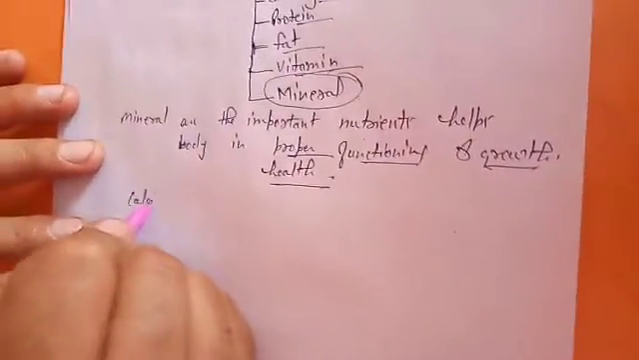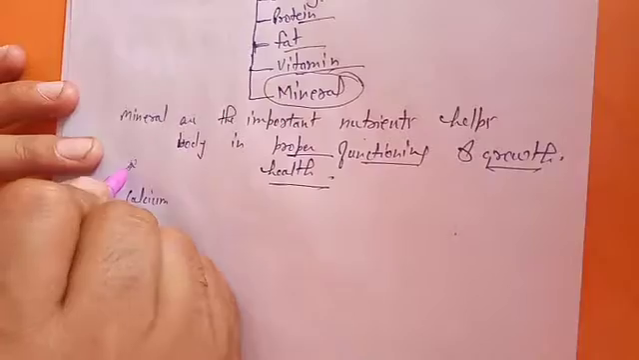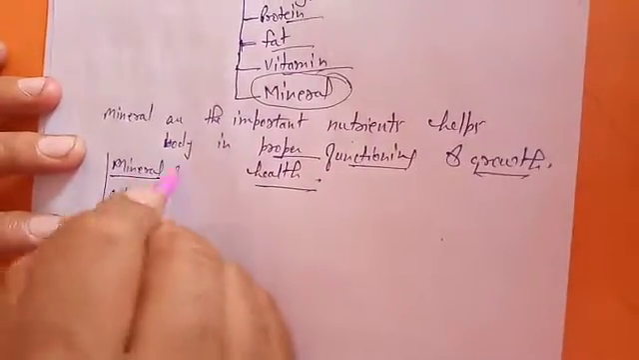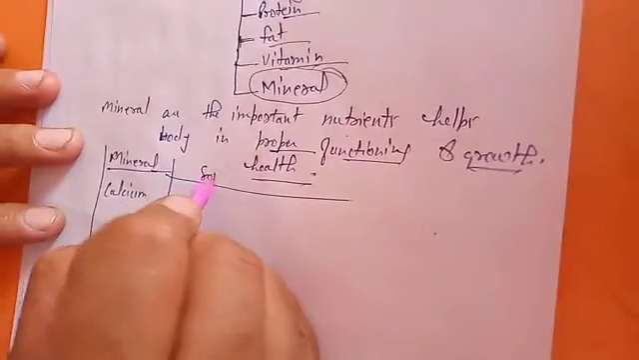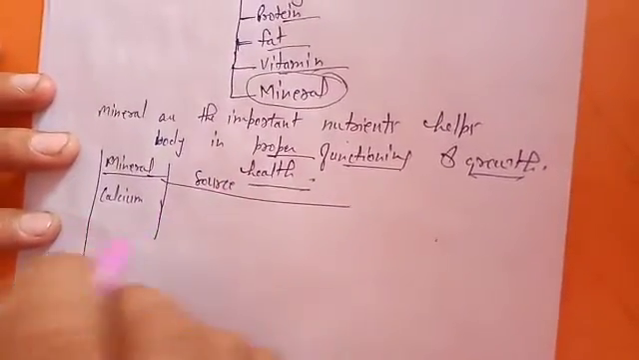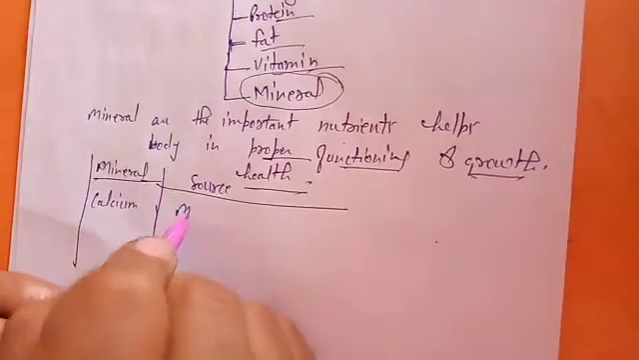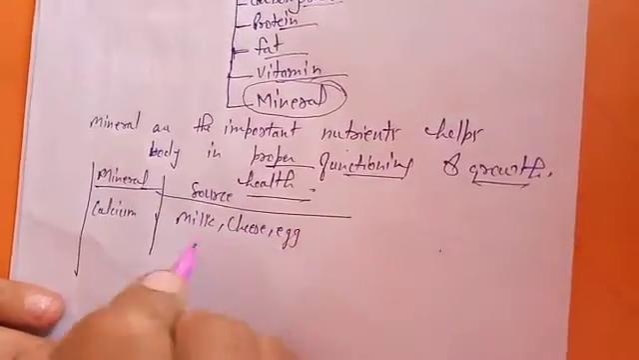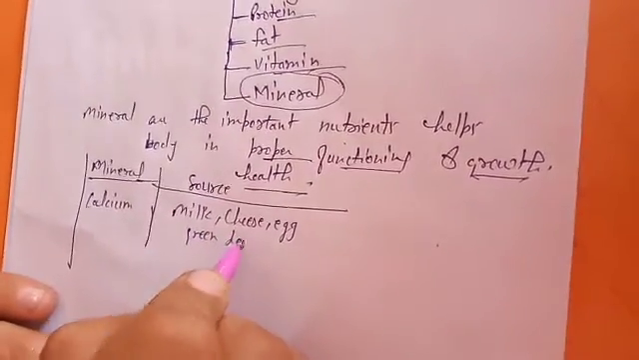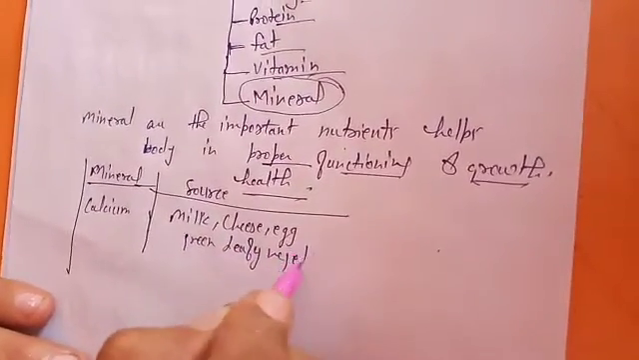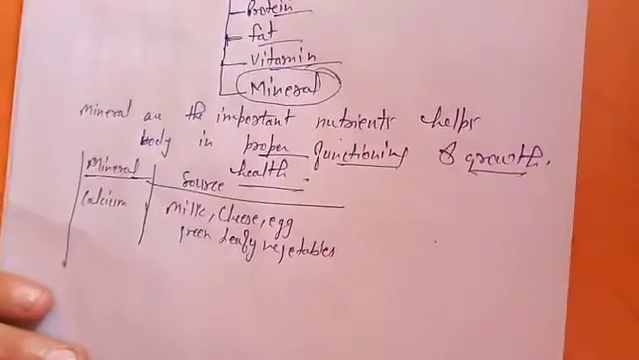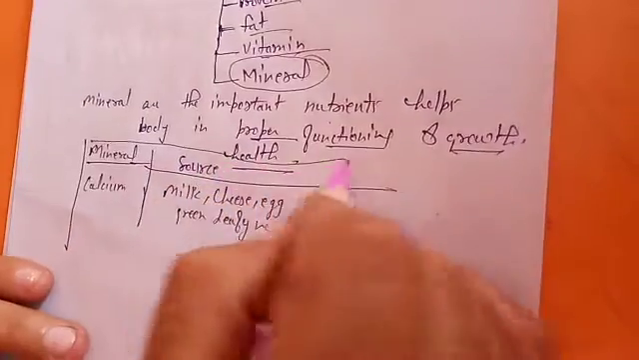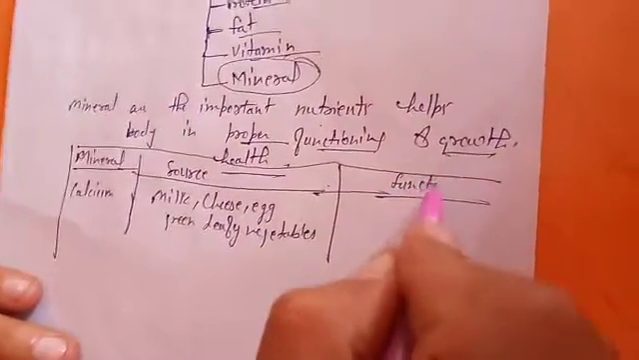The first important one is calcium. This is one of the minerals needed by our body. Now we discuss the sources from where you get it. You can get calcium from milk, cheese, egg, green leafy vegetables. These are the prime, rich sources of calcium. Now what is the function calcium is playing in the body? That is also needed to know.